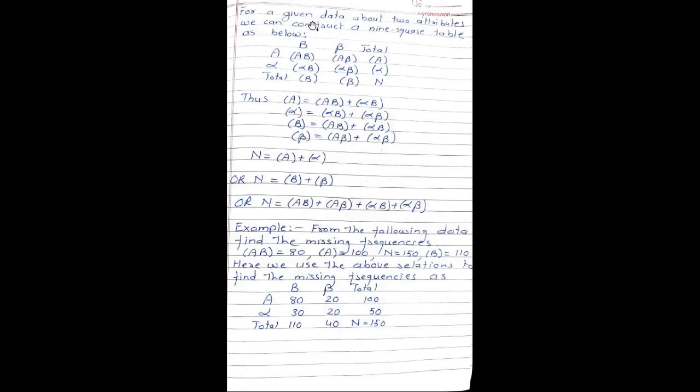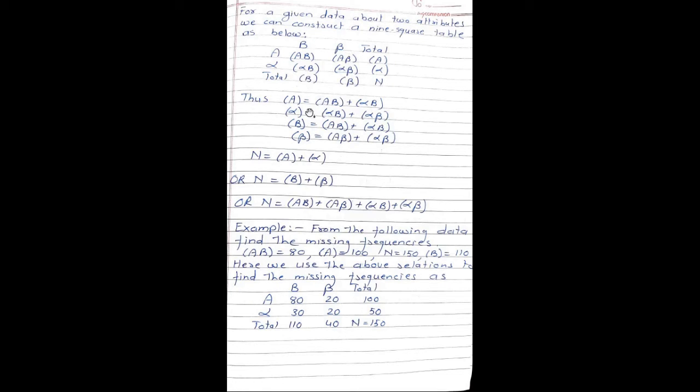So for given data about 2 attributes, we can construct a 9-square table as below. A, alpha, total; B, beta, total. This value is specified by AB. This is A beta, alpha B, alpha beta. Value of n is given here. Total of A, frequency of class A, is denoted by bracket A. Frequency of class alpha is denoted by bracket alpha. Frequency of class B is denoted by bracket B. Frequency of beta is denoted by bracket beta, and the value of n.